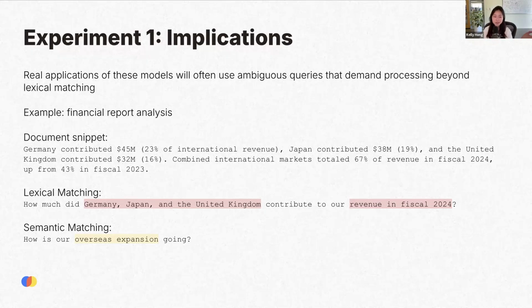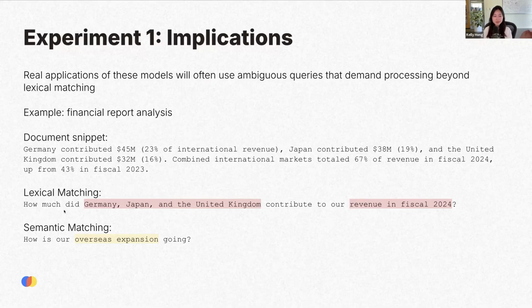I think we can take this example here if you're working with some financial reports. So you're working with hundreds of pages of financial documents, and somewhere within that document, you have the snippet that says Germany contributed $45 million, Japan contributed $38 million, and the United Kingdom contributed $32 million. Combined international markets total 67% of revenue in fiscal 2024, up from 43% in fiscal 2023.